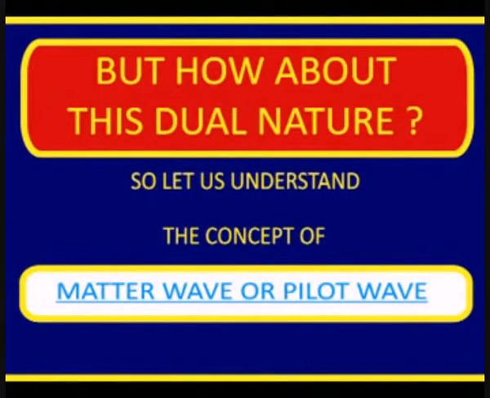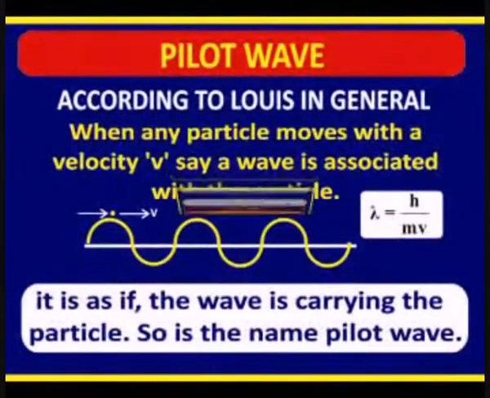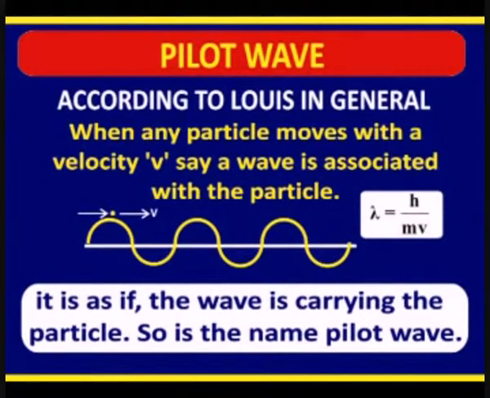How is the dual nature of light? Pilot wave, according to Louis de Broglie: in general, when any particle moves with a velocity v, a wave is associated with the particle. The wave is like this, as if the wave is carrying the particle. So it is named the pilot wave.